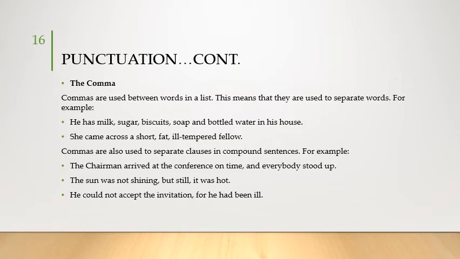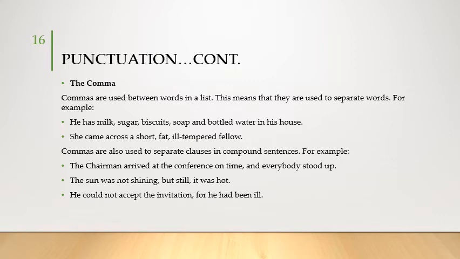We are done with terminal punctuation marks. Now we are going to look at other punctuation marks. Comma. What is the comma? A comma is used between words in a list. This means that a comma is used to separate words.